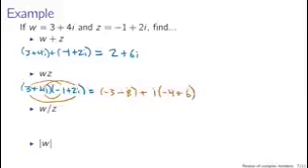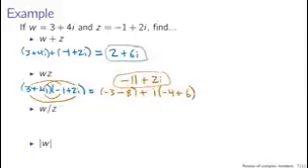The end result you get here is minus 8 minus 3 is minus 11, and minus 4 plus 6 is going to be 2. So I get minus 11 plus 2i for my multiplication here. I guess if I'm going to circle that answer, I should circle this answer as well.